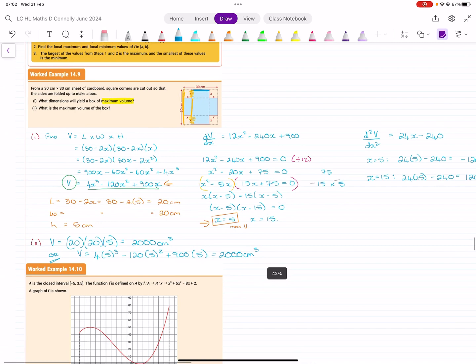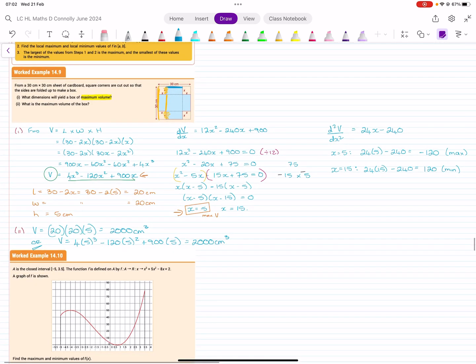All right. So that's just an example of a maximum problem. Because it's a problem, it's one of those situations where I can't do all of the examples. Like, you know what you're doing. It's just about applying it to a particular example.